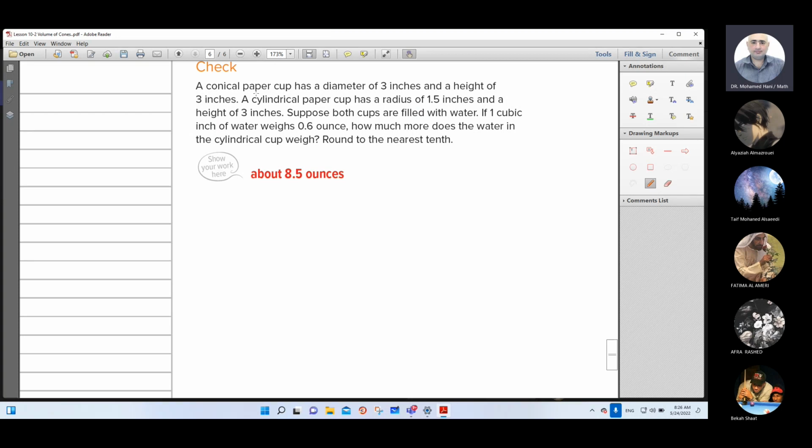A conical paper cup has a diameter of 3 inches. So we have the diameter and the height of 3 inches. So we have the height. A cylindrical paper cup has a radius of 1.5. This is for the cylinder. And height 3 inches.